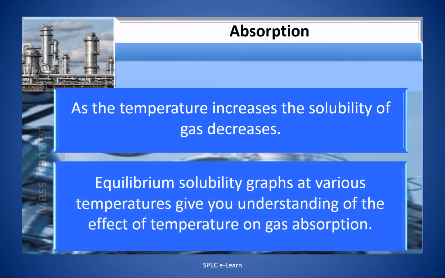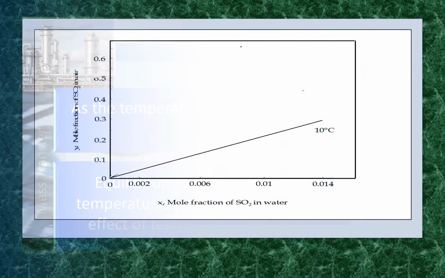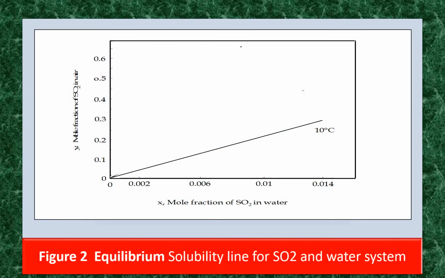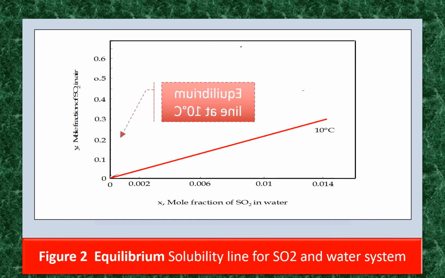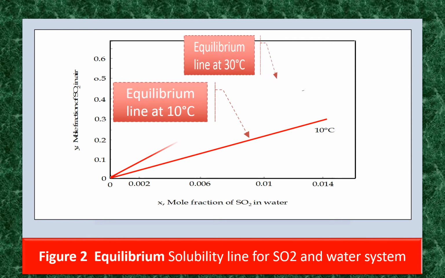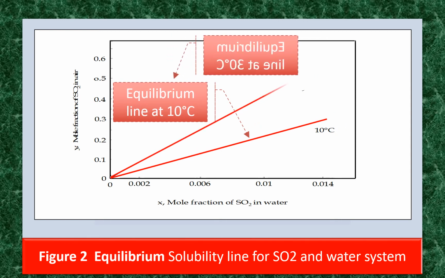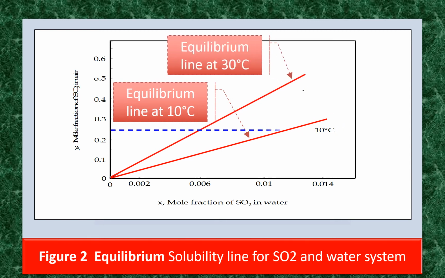Equilibrium solubility graphs at various temperatures give you an understanding of the effect of temperature on gas absorption. This plot is an illustration of equilibrium solubility of a gas at different temperatures. Note that for a gas concentration of 0.2 mole percent, the equilibrium concentration of the liquid is greater at 10 degrees centigrade than at 30 degrees centigrade.